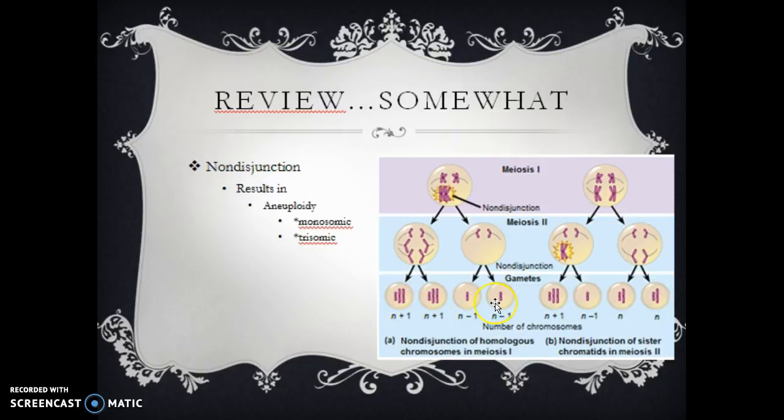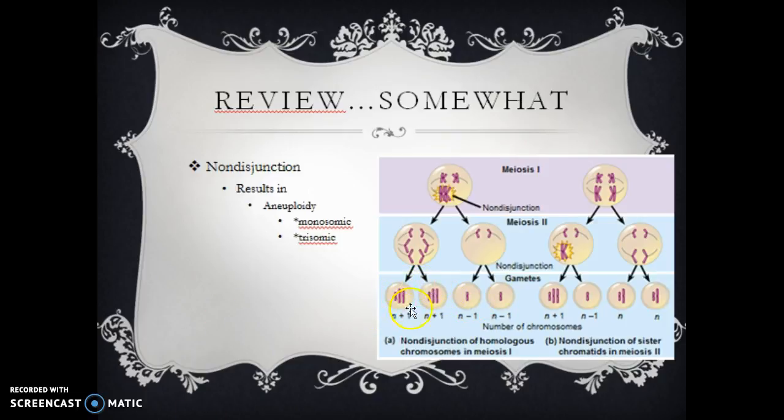These cells, these gametes that have an abnormal number of chromosomes, are aneuploids or have aneuploidy. And we can also see here where these two terms would come into play, monosomic and trisomic, mono and tri.